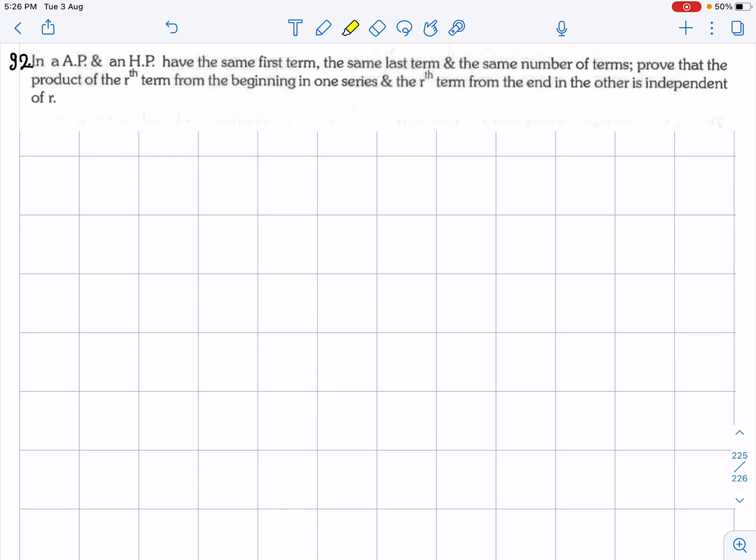Here I came up with the 92nd question written on the screen. What is the problem statement given to us? An AP and an HP have the same first term, the same last term and the same number of terms. Let us suppose the first term of AP and HP, both, is small p, the nth term of AP as well as HP is small q, and the number of terms in AP as well as HP is n. Prove that the product of the rth term from the beginning in one series and the rth term from the end in the other is independent of r, they are asking.